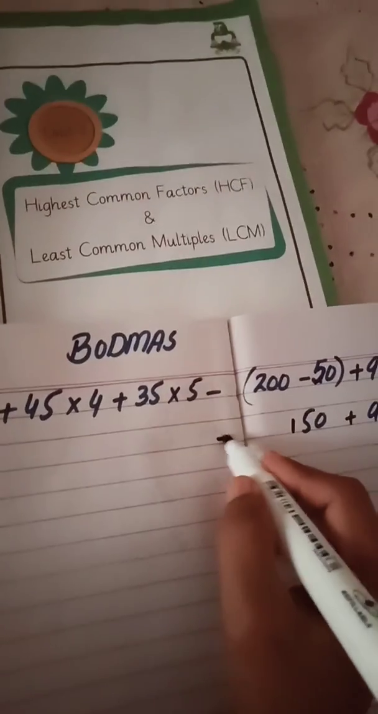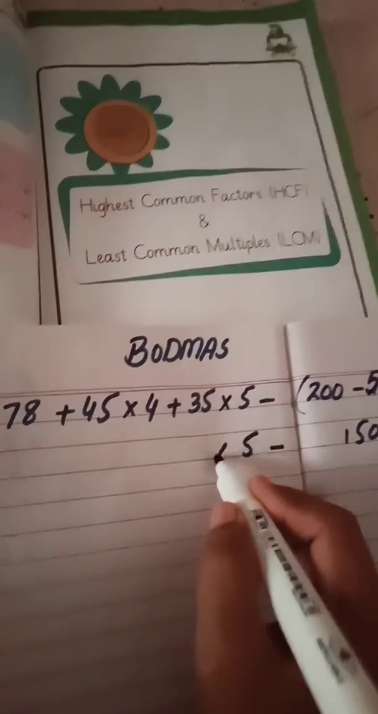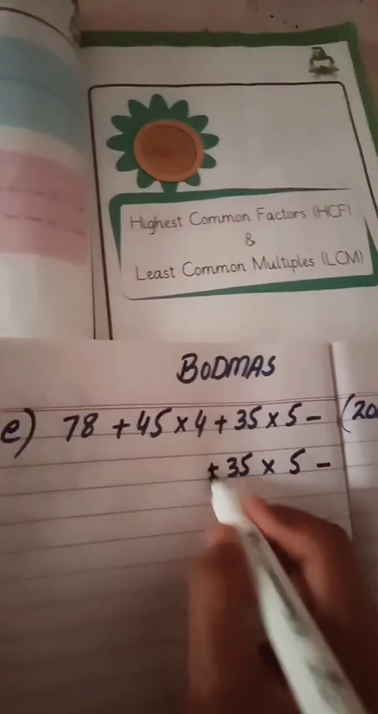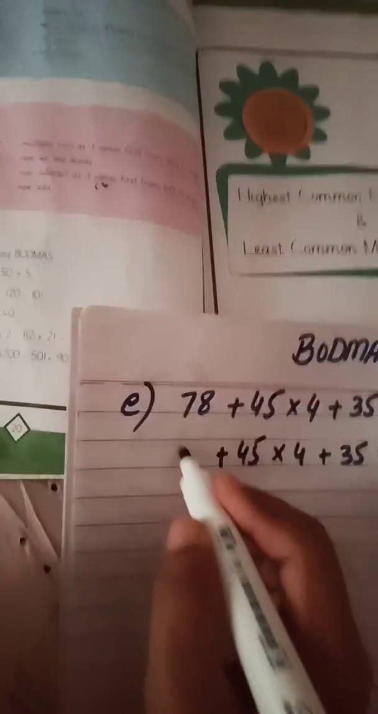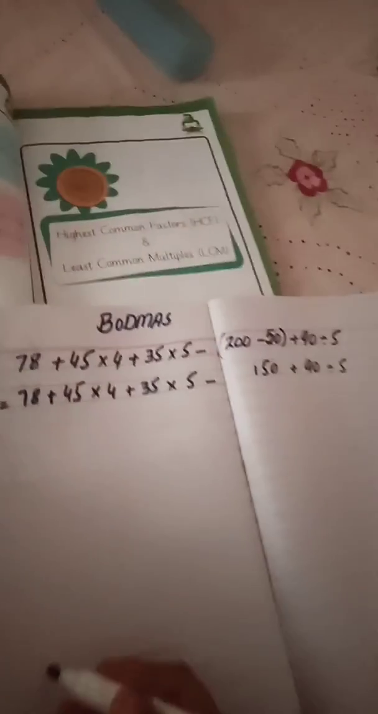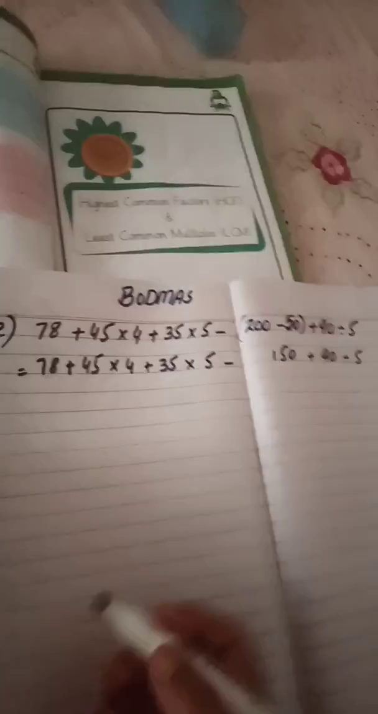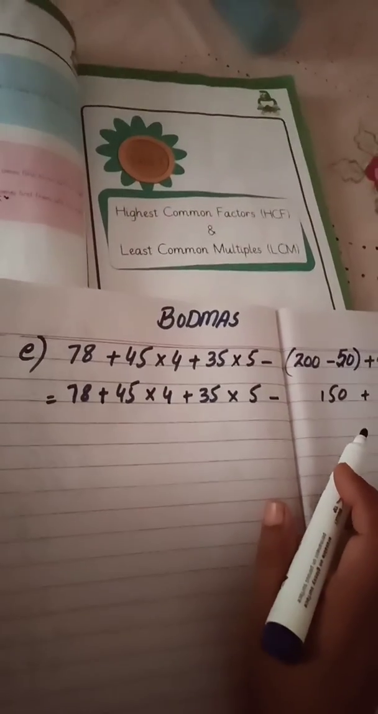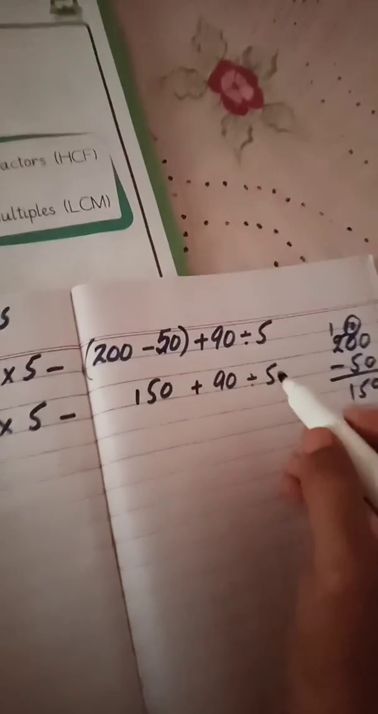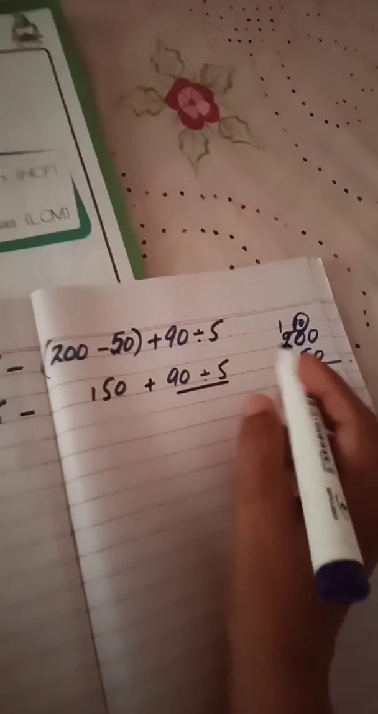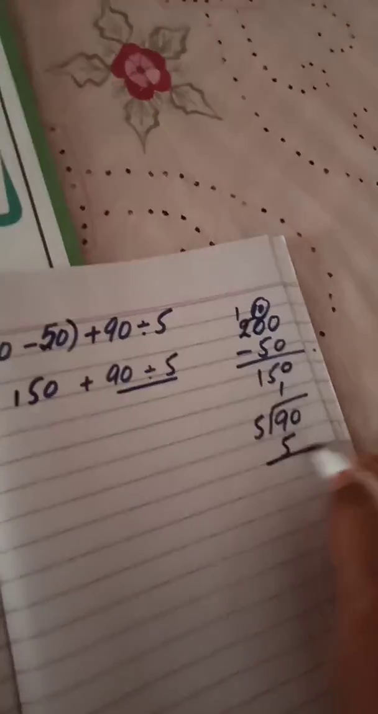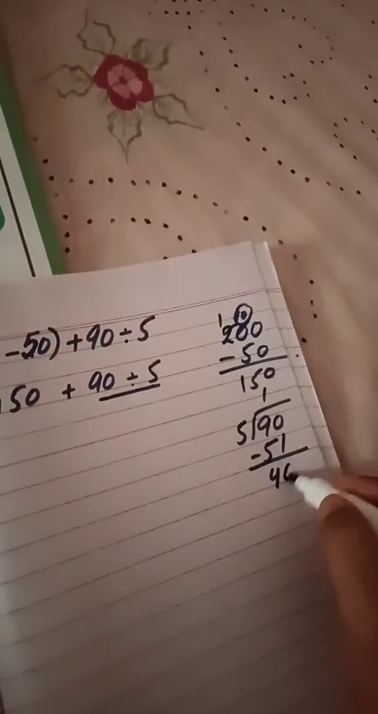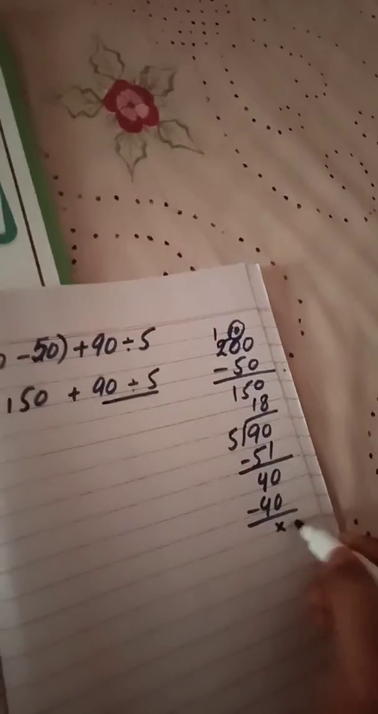Now here the operation is minus 5, then multiply 35, then plus 4 multiply 45, then plus 78. This is our next step. Now students, in this we will solve the division first. The division is in between 90 and 5. So we will divide 90 by 5. 5 ones are 5, the answer is 4. Taking a 0, 5 eights are 40. Now the answer is 18.